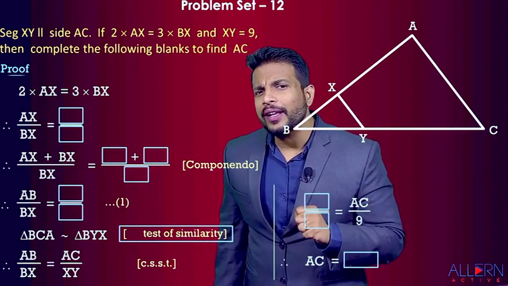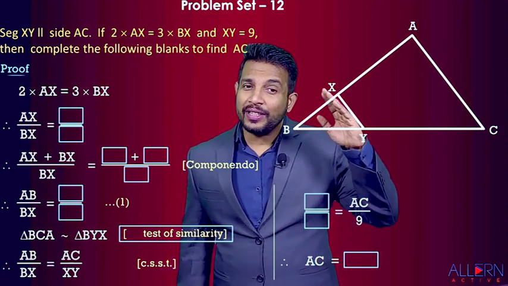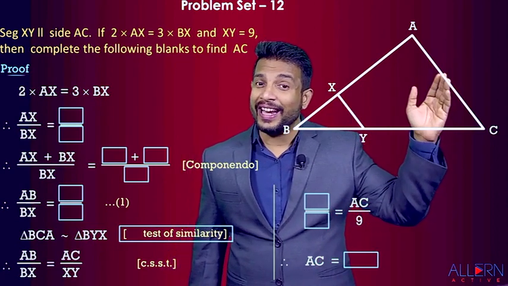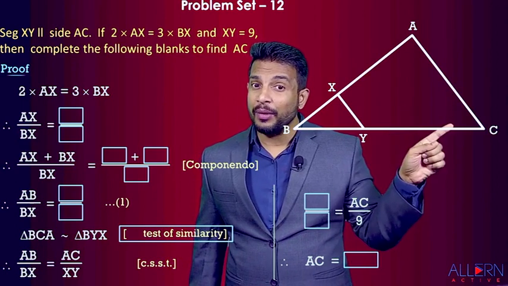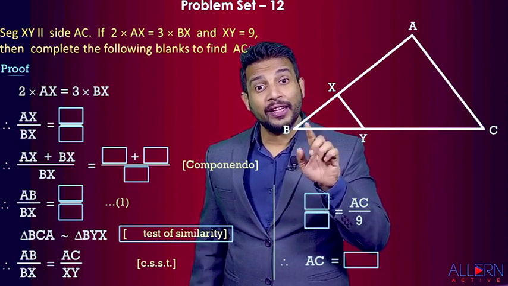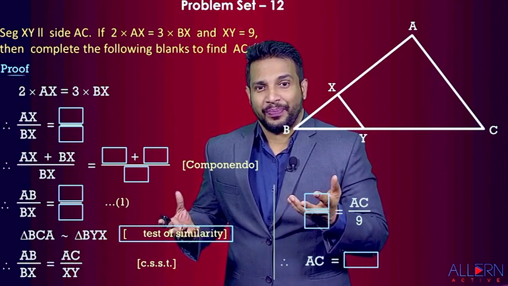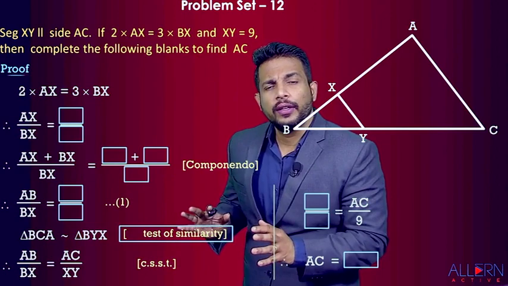You know how we can prove the triangles similar? When you have a line parallel to a side, it's so simple. Because this line is parallel to this side, we know that this angle Y and this angle C will be equal, a pair of corresponding angles. And this angle B will be the common angle. That means both the triangles will be similar, by the AA test of similarity, which we are going to do in this sum also.